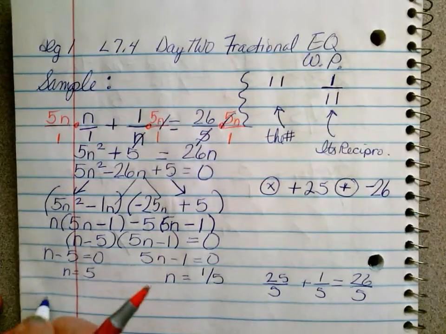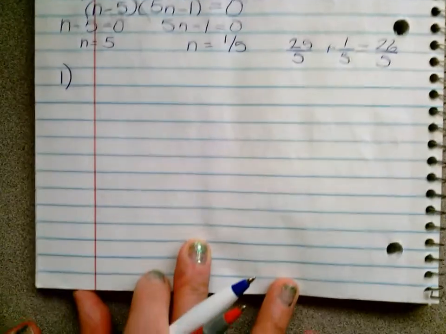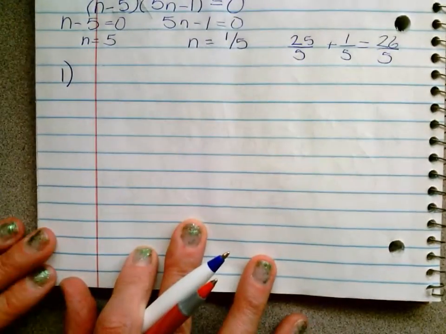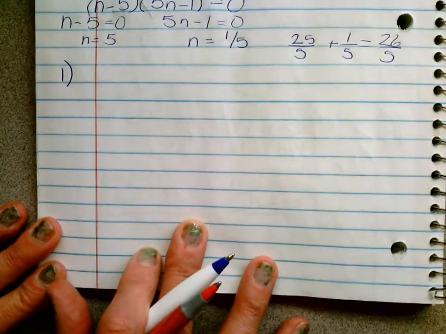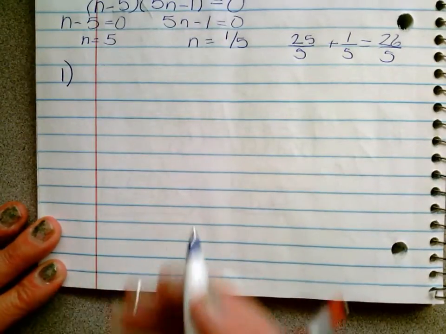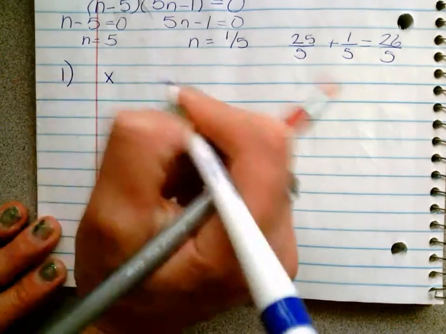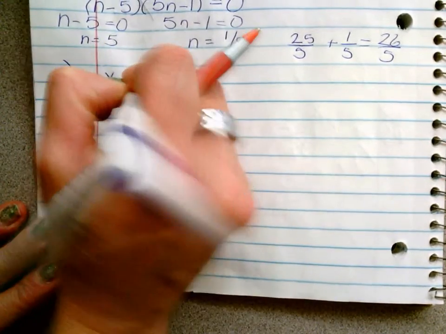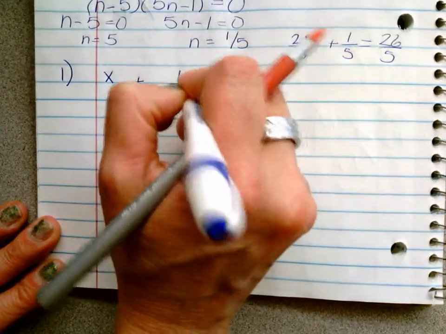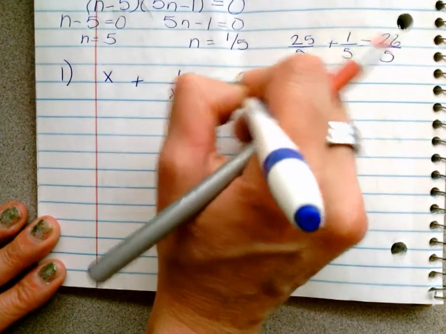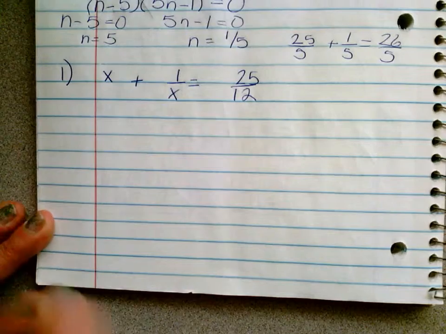Number 1 is very similar. The sum of a number and its reciprocal is 25/12. So x is the number. What will its reciprocal be? 1 over x. Lowest common denominator?